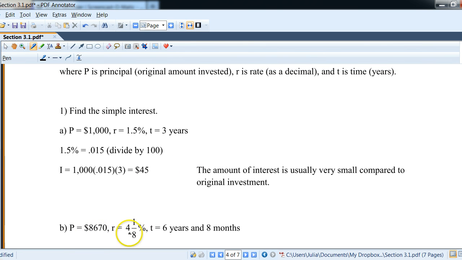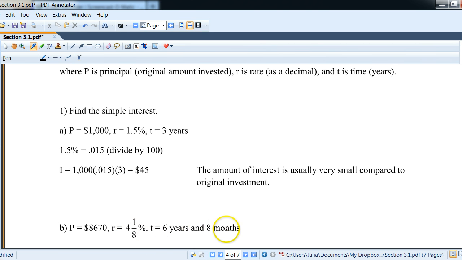What if we have the amount, but R is 4 1/8, sort of like a mixed fraction, and then T is 6 years and 8 months. You should probably pause the video and try to do it without looking if you can. But I'll give you guys a hint. For the 1/8, you can divide. You'll get 0.125, I believe, and then add 4 on top of that, then divide.